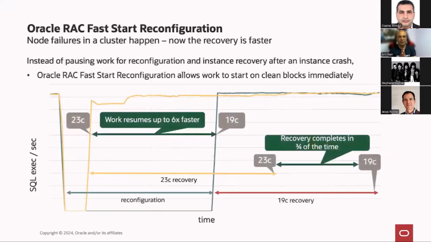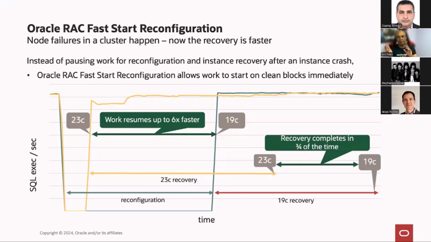Fast start reconfiguration. So this is amazing. Obviously, we have all these features to prevent something going down. But if there's an eviction instance, we have to have a reconfiguration. What is reconfiguration? Reconfiguration is the time that we spend to make sure that the transactions that were committed are written and the uncommitted transactions are rolled back. So that takes time, especially, as I said, the database is growing bigger and bigger, the SGA sizes are getting bigger.